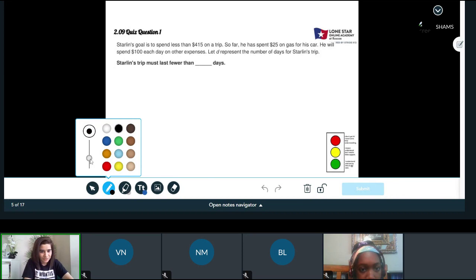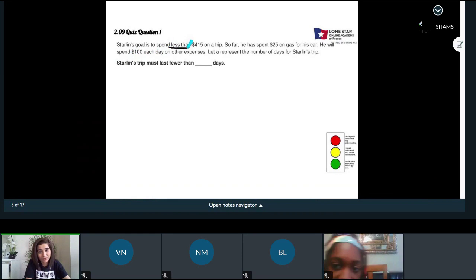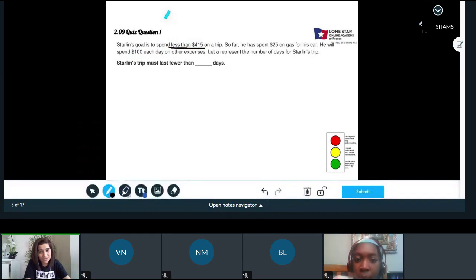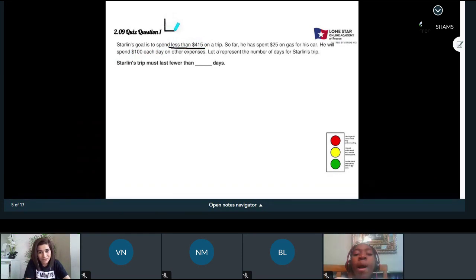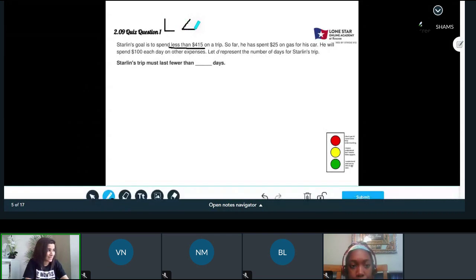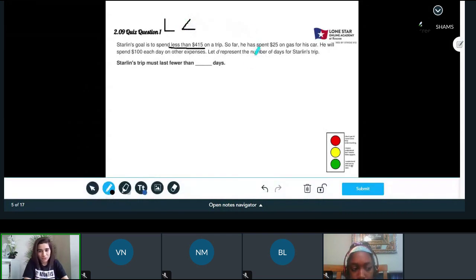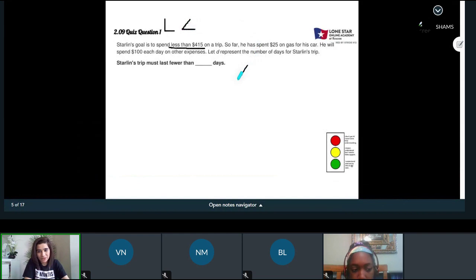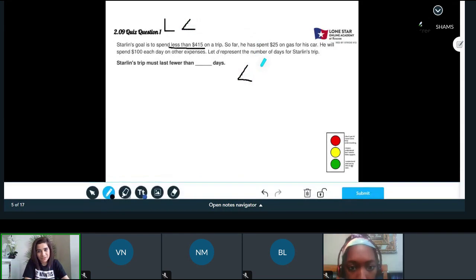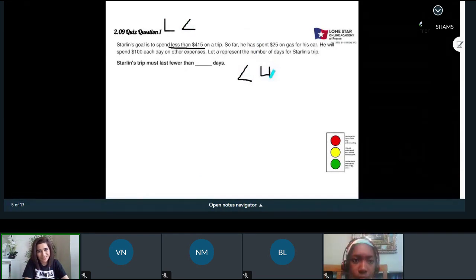let's see here. This symbol will look different. It says Starlin's goal is to spend less than 415. Less starts with the letter L. The symbol will look like L, a little more slant, Bella. So if the goal is to spend less than $415, I will put a less than symbol and I'll say 415.